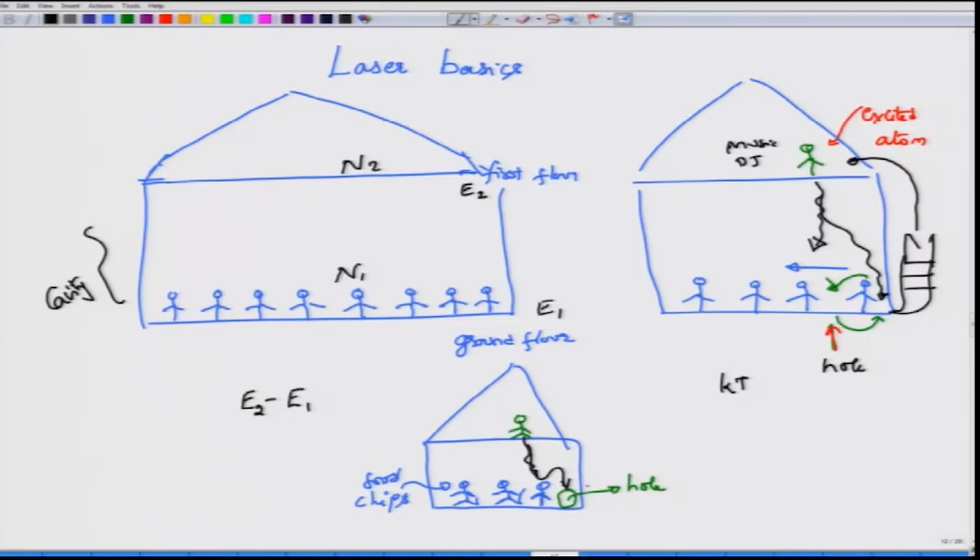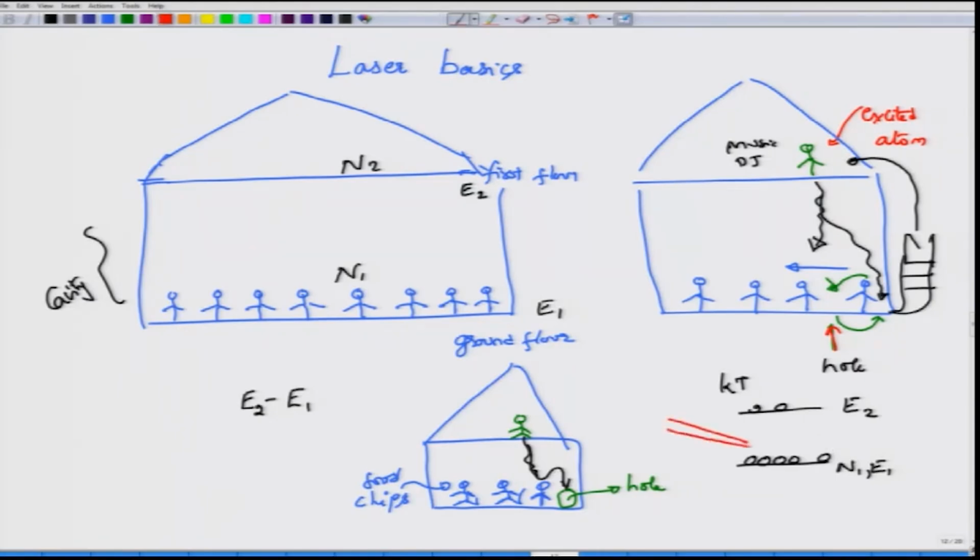So, in the same manner, in an ordinary matter, electrons will be mostly located in the ground level with an energy level E1 with a population density N1. At energy level E2, the population will be sparsely present, because whatever the energy that is there has to come only from kT, unless you send out external energy.